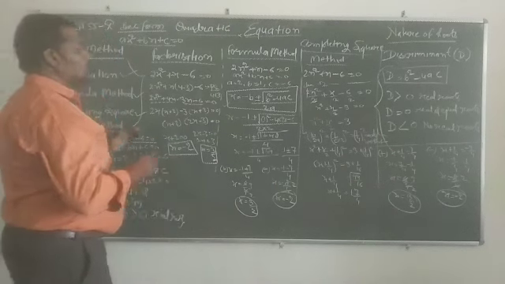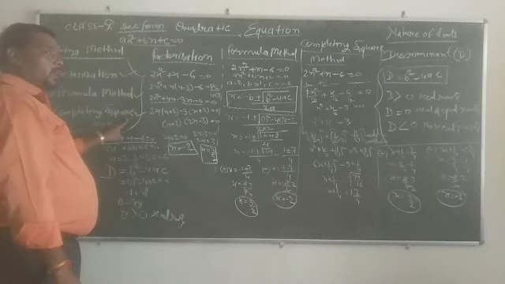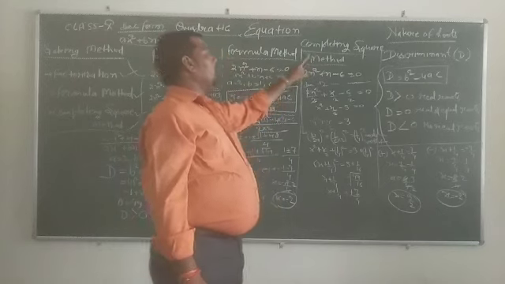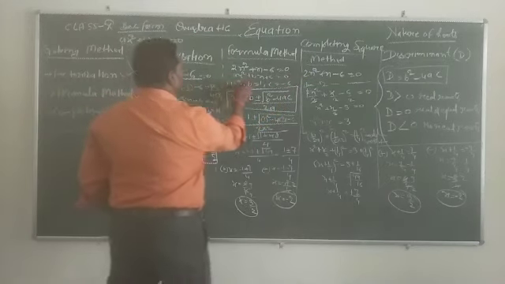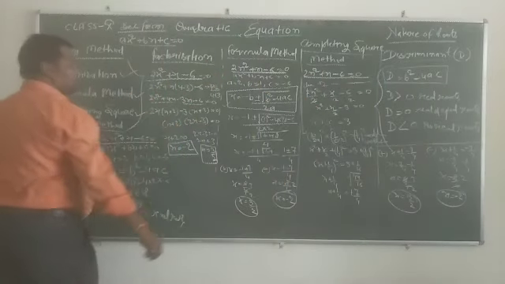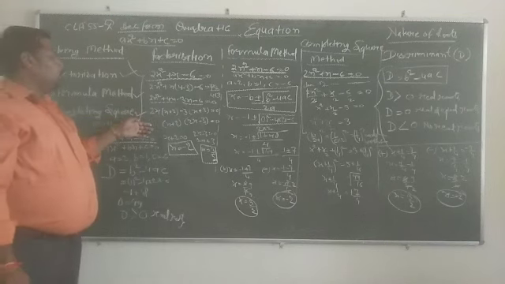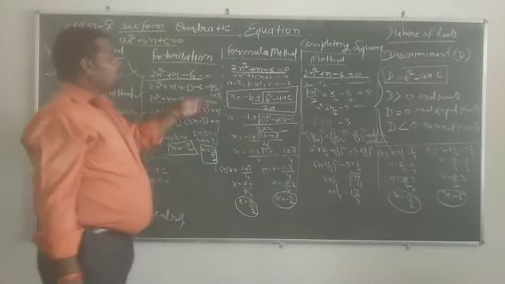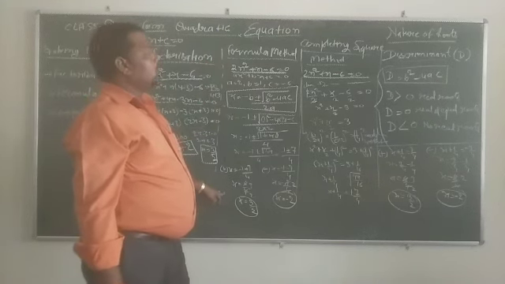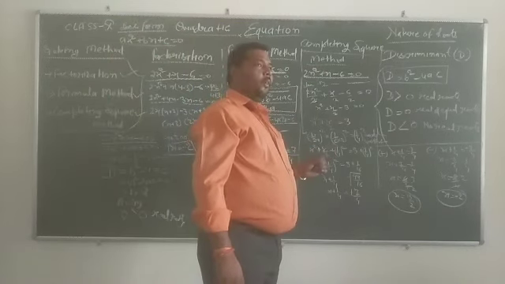Okay. After that, students, how can we solve the quadratic equation? We solve the quadratic equation by three methods: factorization method, formula method, and completing square method. In all three methods, we take a single equation, 2x square plus x minus 6 equals 0. In the factorization method, we use the middle term splitting method and find the value of x. Then in the formula method, we apply the formula and find the value of x. In the completing square method, utilize the process and find the value.